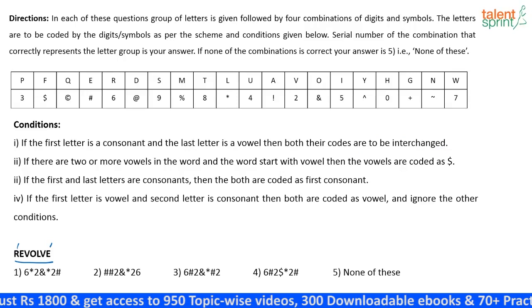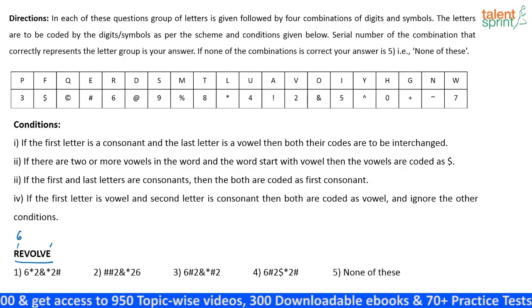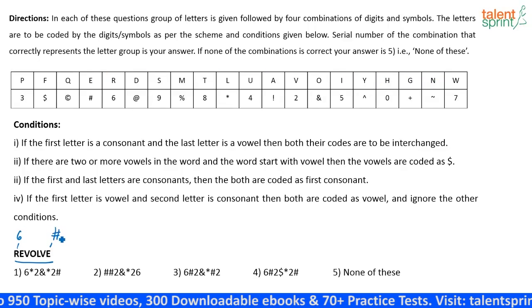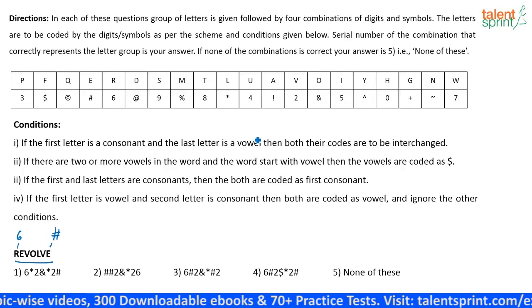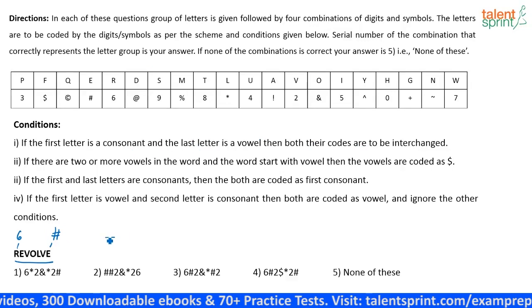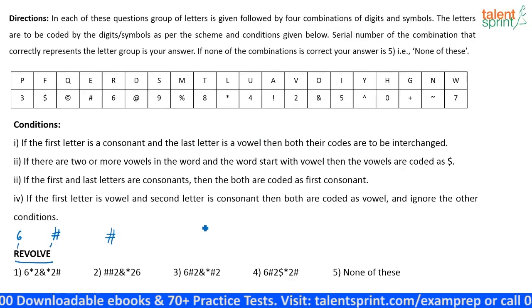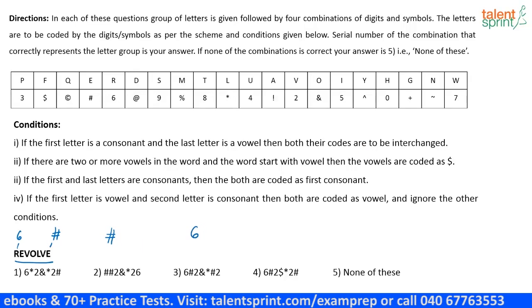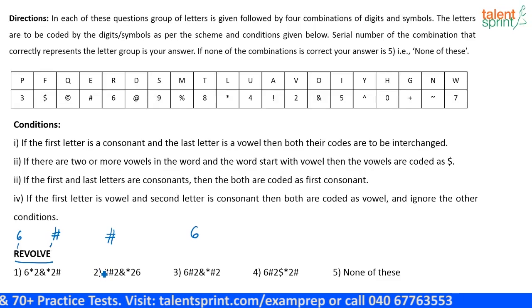Actually, what is the code for R? The code for R is 6 and the code for E is hash. So if the first letter is a consonant and the last letter is a vowel, their codes have to be interchanged. The first should be hash and the last one should be 6. Yes. Now, if you look at the options, there is only one option which has such a code. So this is anyway going to be your answer, but you can cross check.